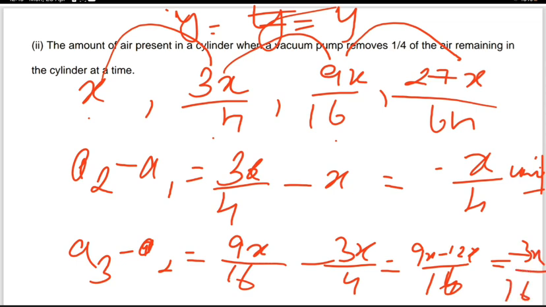And in the earlier case we got x by 4 as the difference, and in the difference between the third term and the second term we got minus 3x by 16. So both are not the same, so you can conclude that it is not an AP.